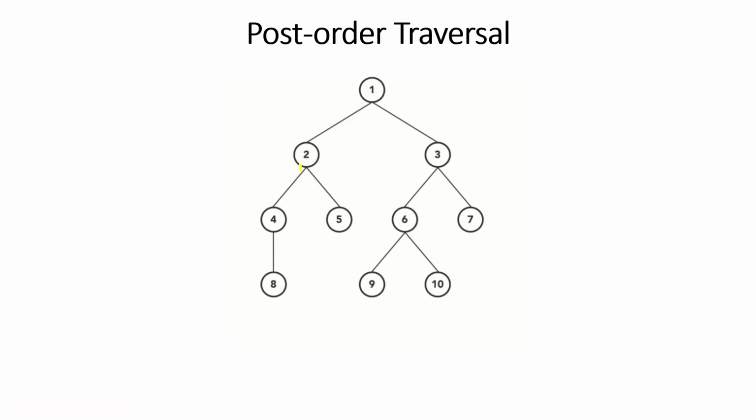When it reaches 2, it is again a root of another subtree which is having a left and right. So the order is first we have to print the left. So it will move on to 4. When it reaches 4, it understood that I am the root of another subtree which is having a left and right. So one with the left and no right. So first, it will try to print the left.